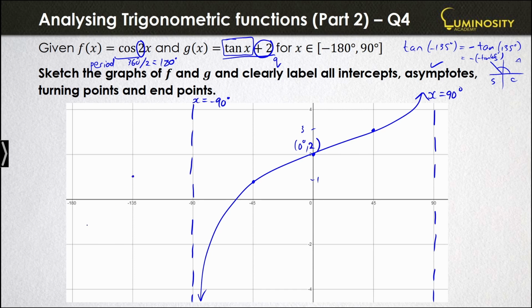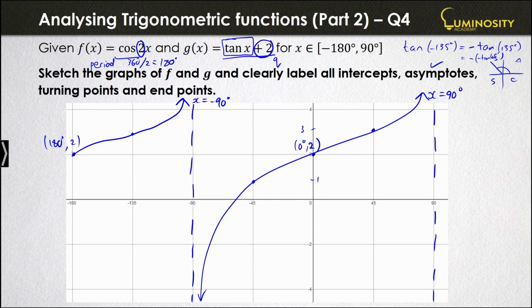And tan of 180 degrees, that's a special angle as well, is 0. So for tan of 135, it's 1 plus 2. Let's make sure we get that right. For the function g of x, it gives you 3 over there. And then tan of 180 is 0, plus 2 is 2. So it'll go like that. Right, so there's the endpoint, 180 degrees and 2.